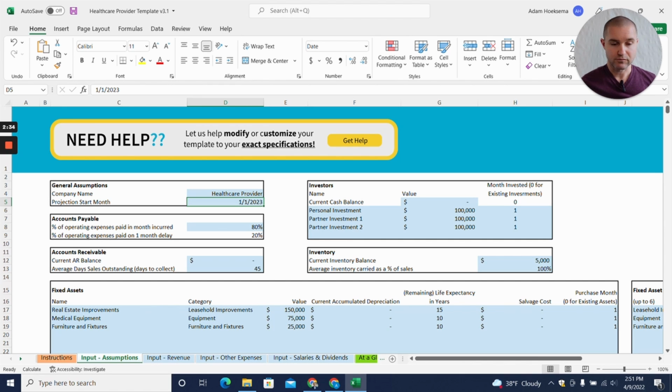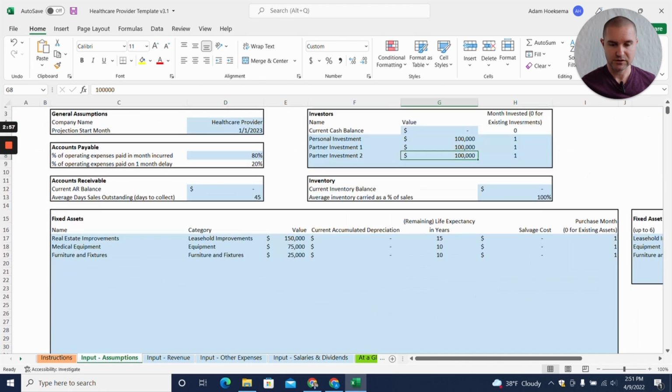And so we have 0 in here for our current cash balance because you're just starting up. We're going to put 0 in for inventory. We have no accounts receivable balance to start out with because it's a brand new startup. And so let's say you are going to put in $100,000 of investment here of your own money, and then you have 2 partners that are each going to put in $100,000 as well. So we've entered that in.